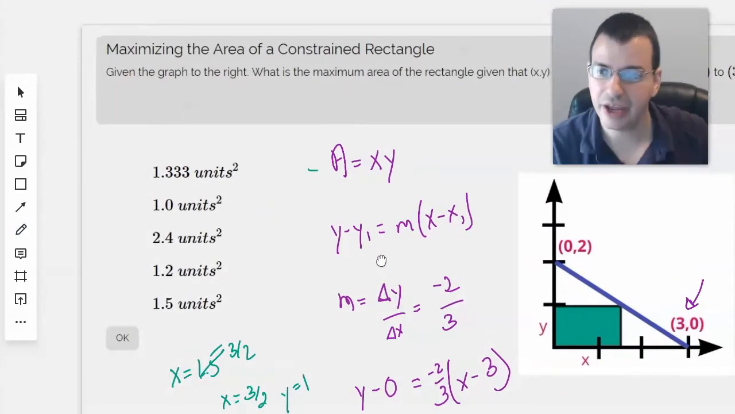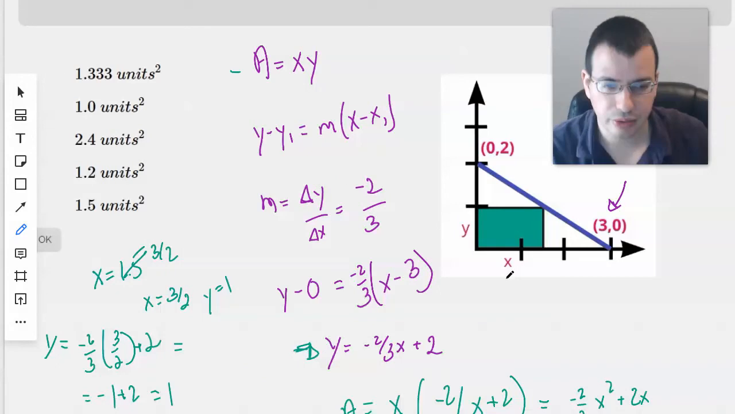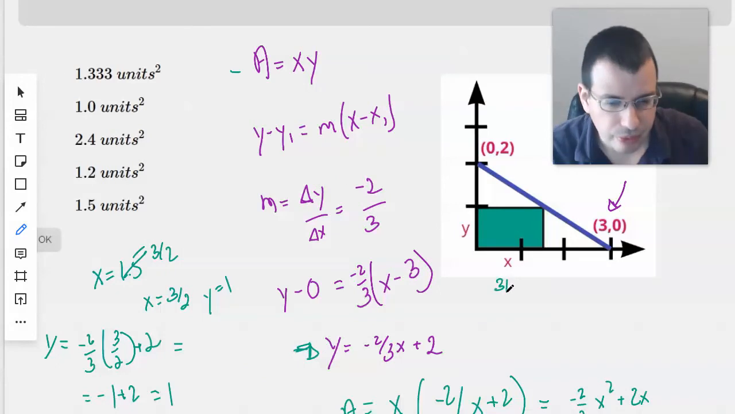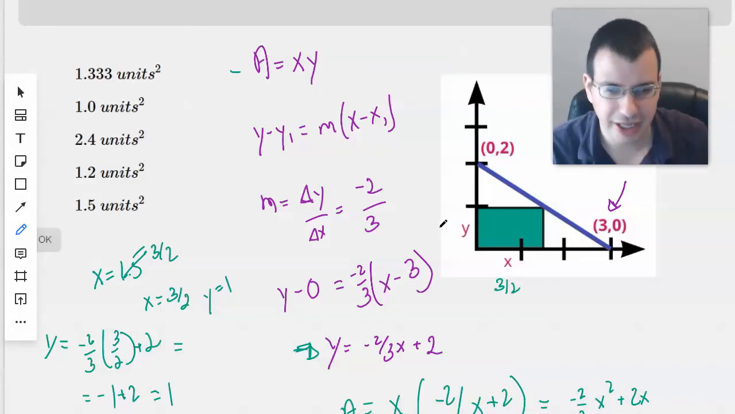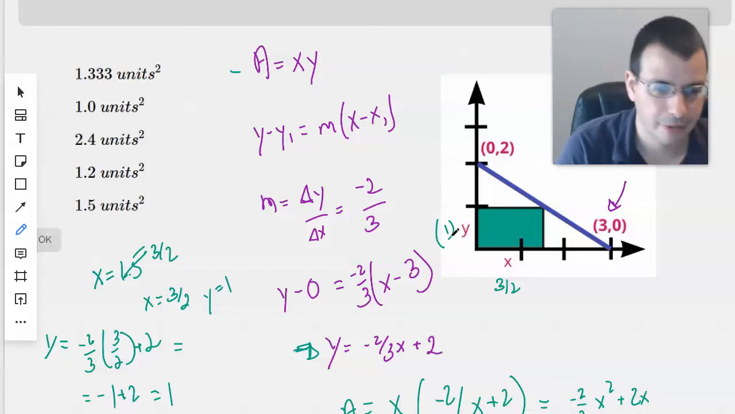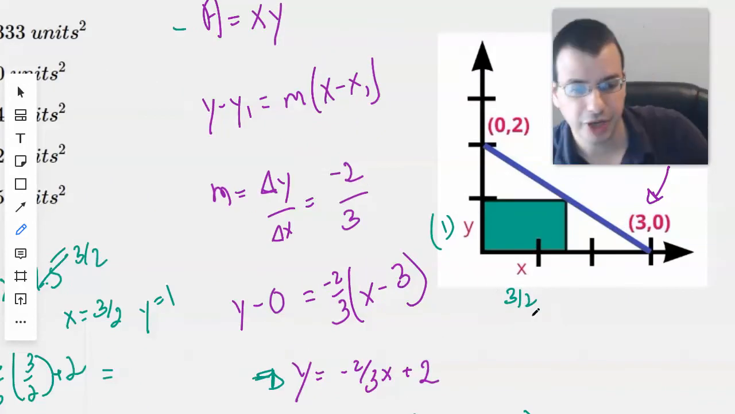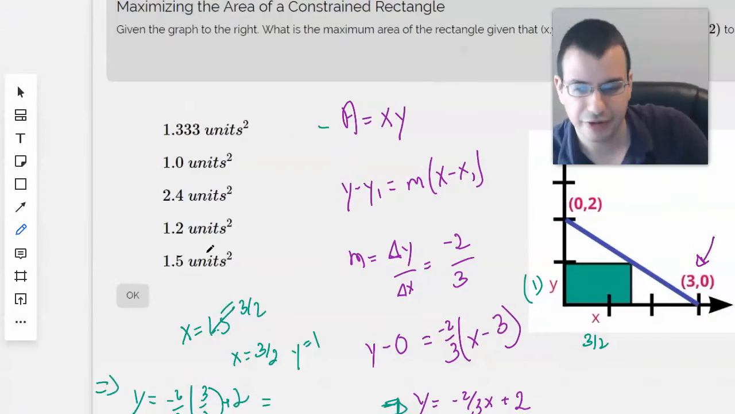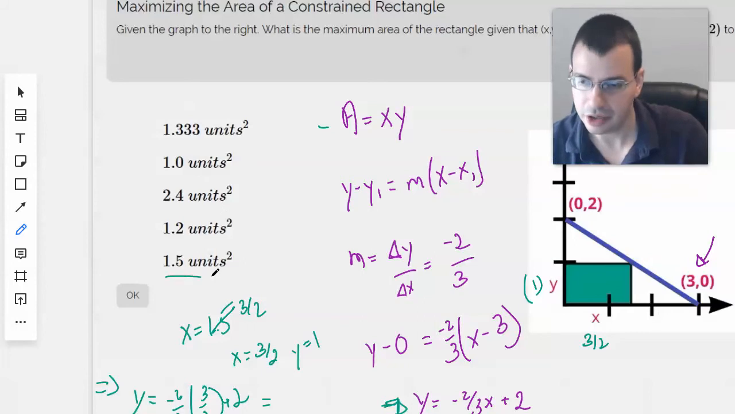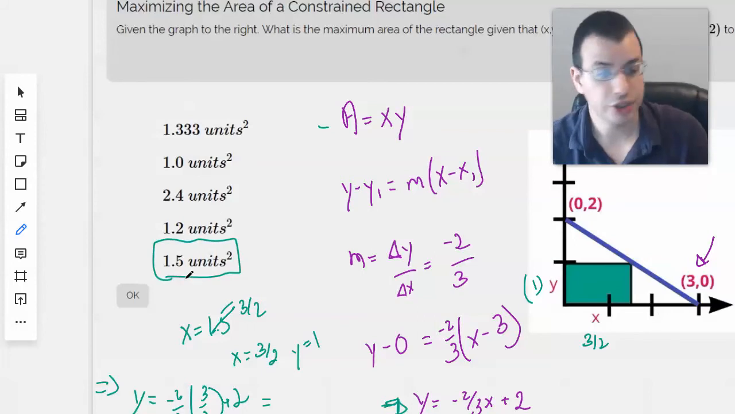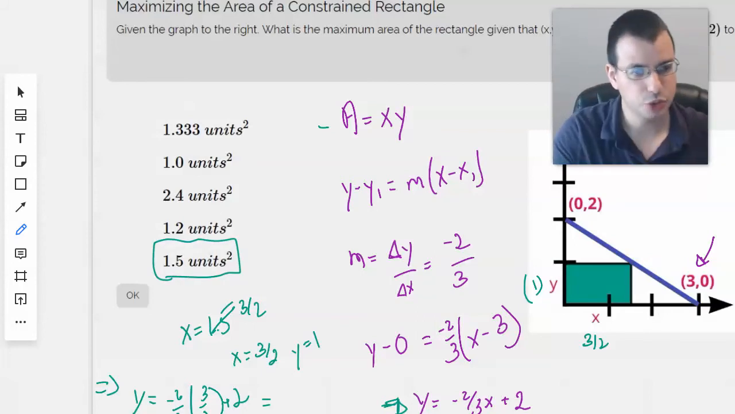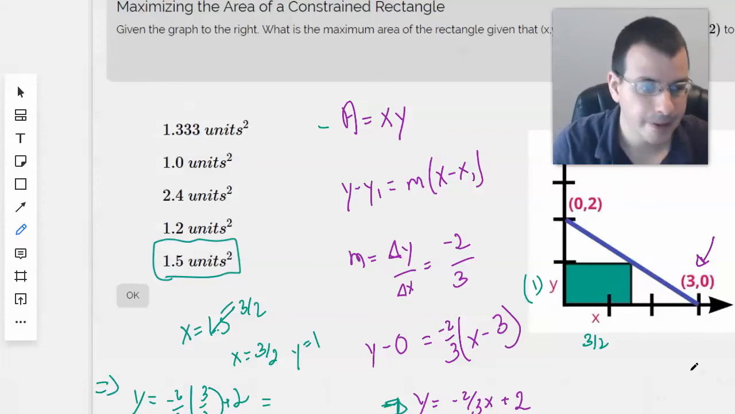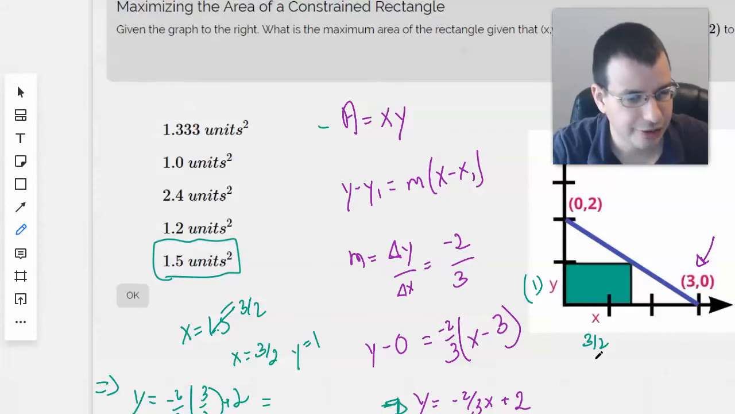We're supposed to find the area. This might have actually been drawn to scale. Okay, so 3/2 times 1 is 1.5. Therefore, the area will be 1.5 units squared. 1.5 times 1, area. That was drawn to scale. Interesting.